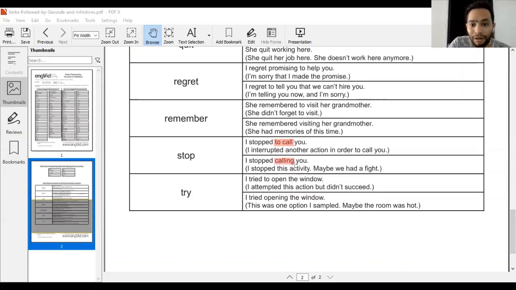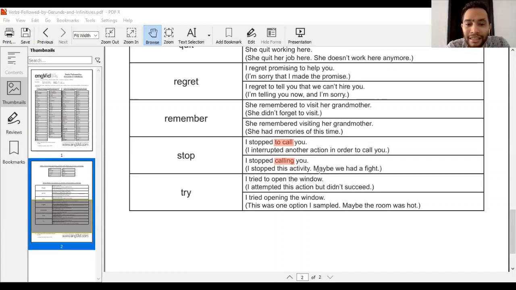I stopped calling you. The intention, I stopped doing this activity. Maybe we had a fight. What do you think this sentence means right here? I stopped calling you. ¿Cuál sería la traducción en español de esa oración? Como dejé de llamarte o detuve la llamada. No, aquí significa lo primero que dijiste, Miss.